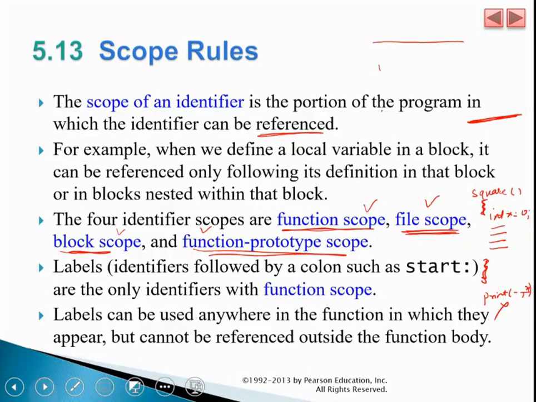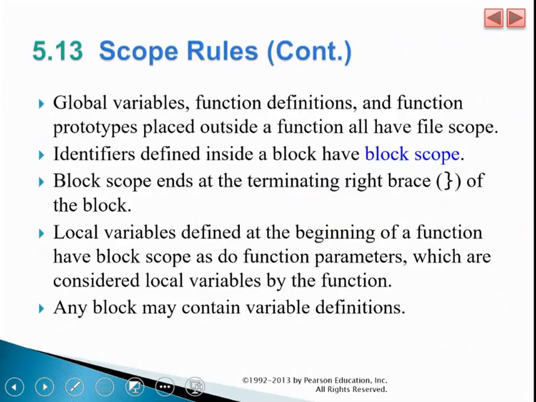What is block scope? If you start a curly bracket and define some variable here, the scope of this variable remains only until it reaches the corresponding right bracket. This is called block scope. It cannot be used even inside the entire function.